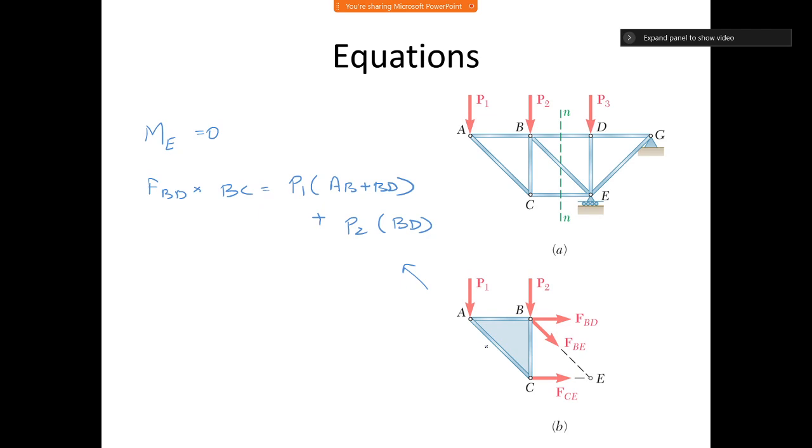So using this equation we can solve for FBD. Similarly, you can write down Fx equal to 0 and Fy equal to 0, and we can solve for FBE and FCE using this method. So by using this method of sections, since we now have a system of rigid bodies, we can balance moment, which was not present in the method of joints equations.